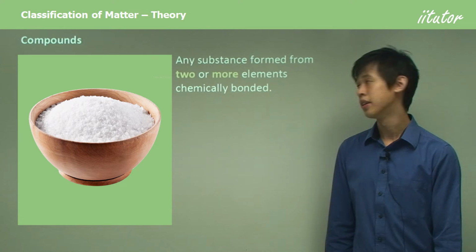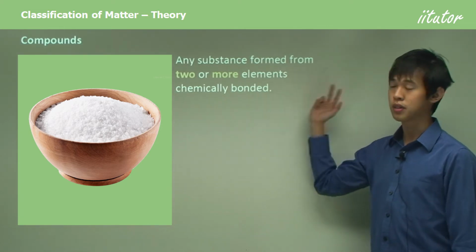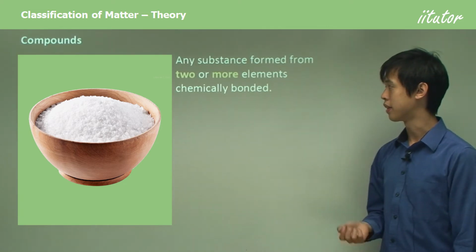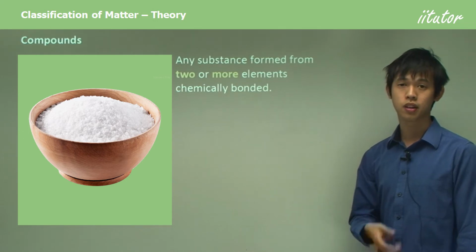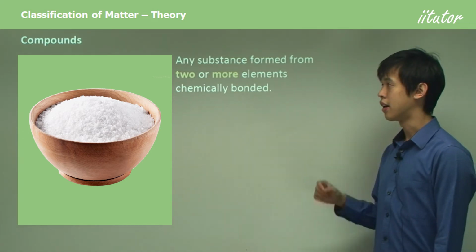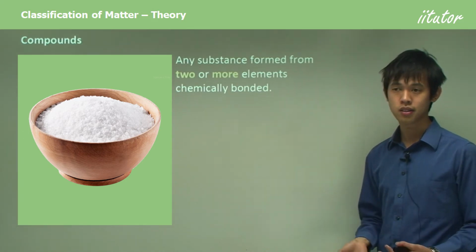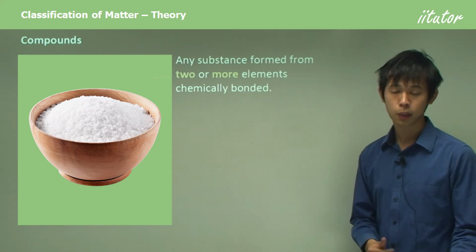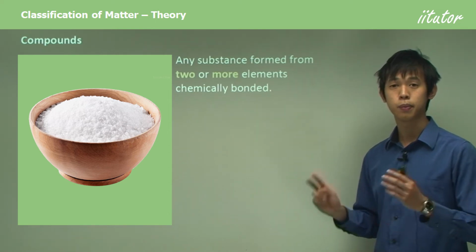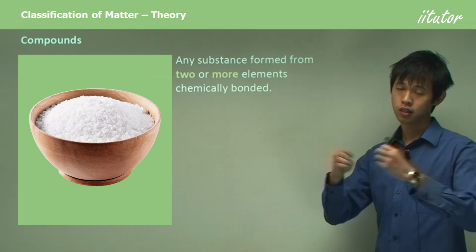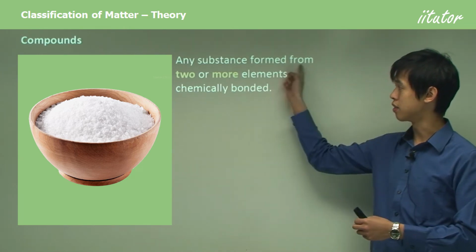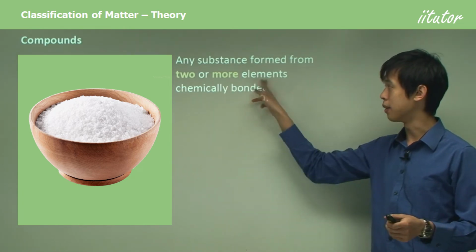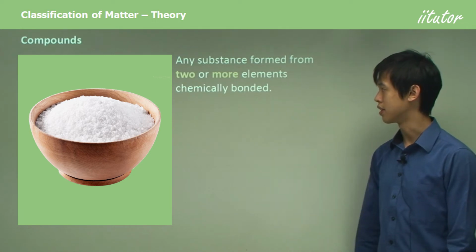And a compound. A compound is any substance formed from two or more elements that are chemically bonded together. The difference between a compound and a molecule is that a molecule can include compounds as well as elements, but a compound has to have two chemically different elements bonded together. Two different elements, two or more elements, as in different elements, bonded together.